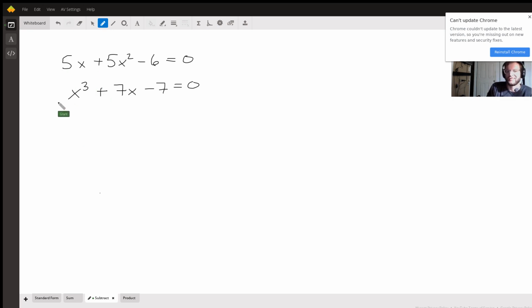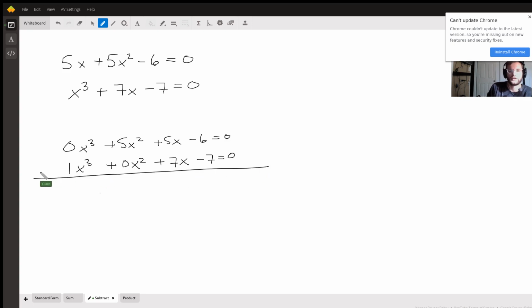Now subtraction is a little different. We're subtracting this second equation from the first equation, so be sure you have the first equation first, right? So we have 0x cubed in the first equation plus 5x squared plus 5x minus 6 equals 0. And then the second equation, we have 1x cubed plus 0x squared plus 7x minus 7 equals 0. So now we're going to subtract both of these equations.